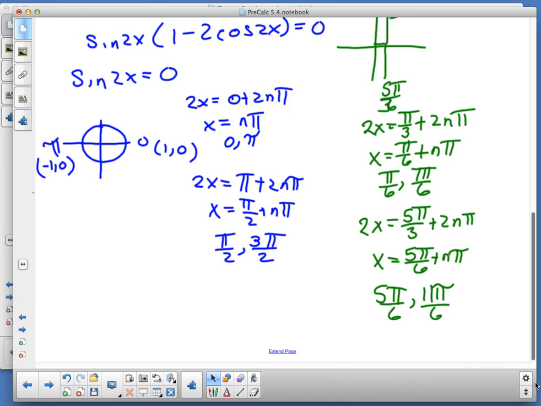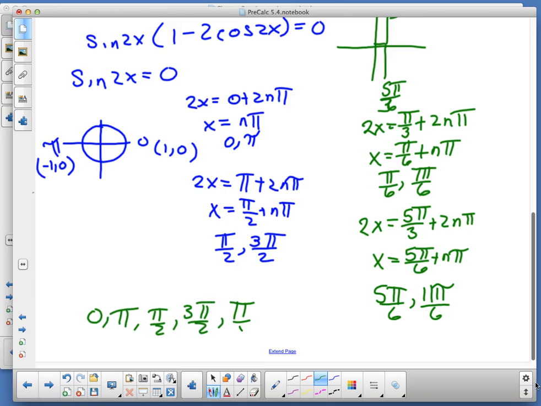Hopefully everything's going well, but remember we've got our answers here at 0, pi, pi over 2, and not in any particular order. I'm just writing them down because I've got a class to start. And these are my answers.